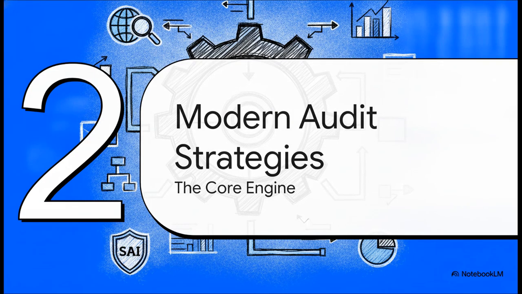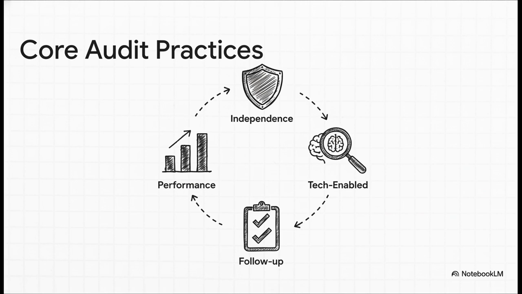Moving right along to Section 2, Modern National Audit Strategies. This is the core engine. Think of this section as the beating heart of our blueprint. If we're talking about the best strategies for auditing, we absolutely have to look to global standard setters like INTOSAI and IFAC. Now, the absolute non-negotiable starting point here: independence and legal protection. I mean, if auditors can be intimidated, the whole system just fails outright.